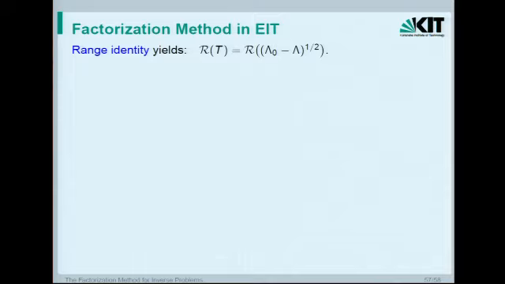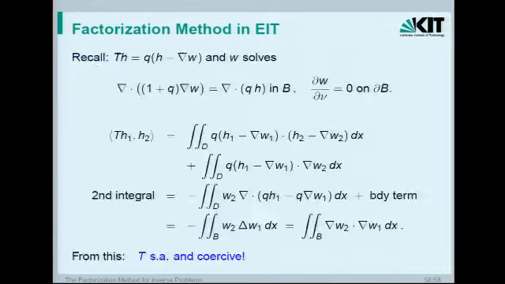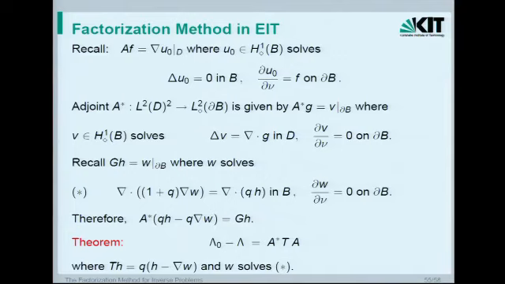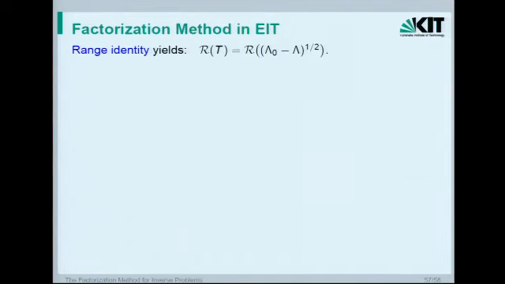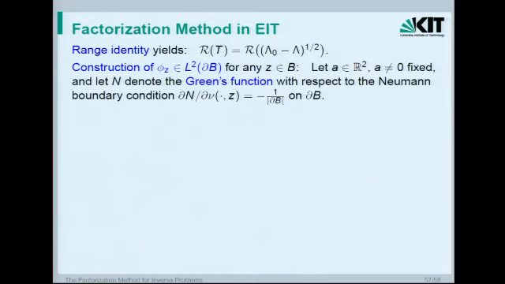The range identity tells you the range of this is a mistake here. It's not T here. That is A star. A star was the outer one. T is. That is a typing error here. You get that. And now, what is a little bit more difficult is to construct these functions phi z.